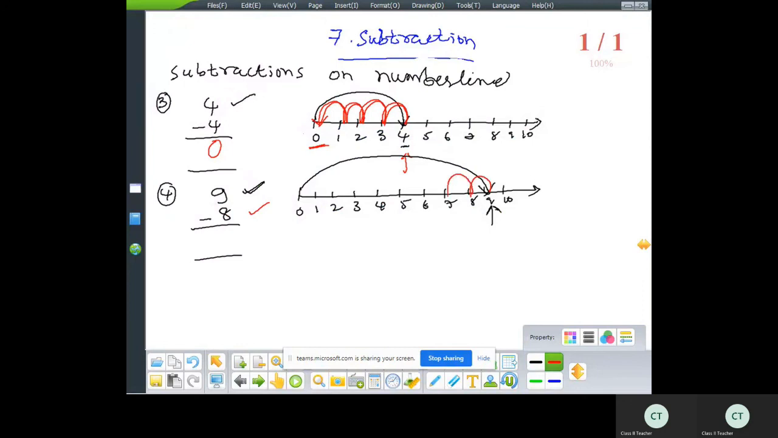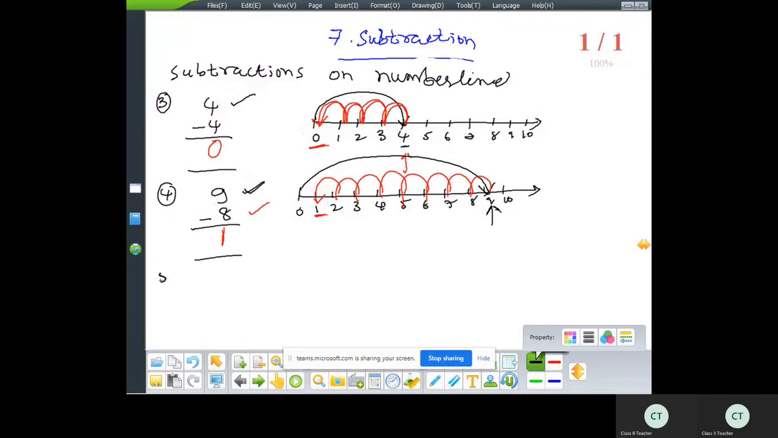1, 2, 3, 4, 5, 6, 7, 8. Our arrow symbol at 1. 9 minus 8, 1.